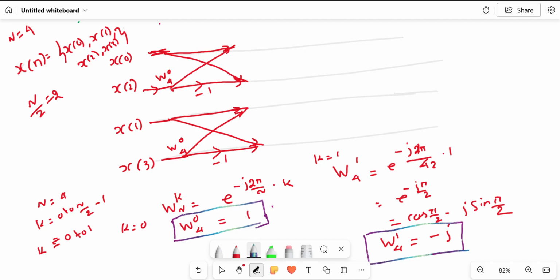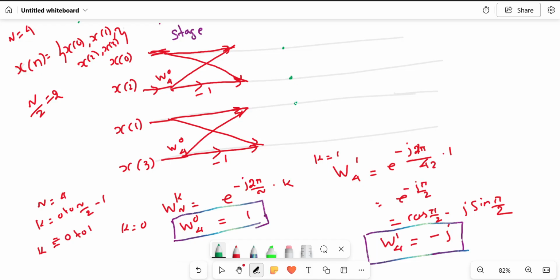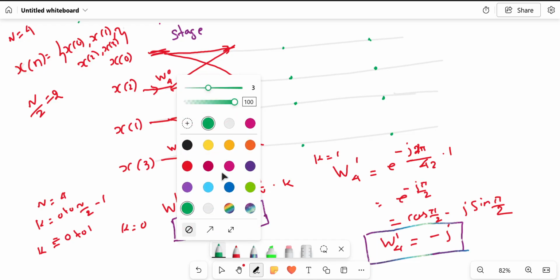Okay. This is the first stage, stage 1. How many stages? log n by 2 stages, so 2 stages will be there. Then we'll take another color, green color I'll take. Okay. So the second stage will be for this, 4 points. We'll take blue color.